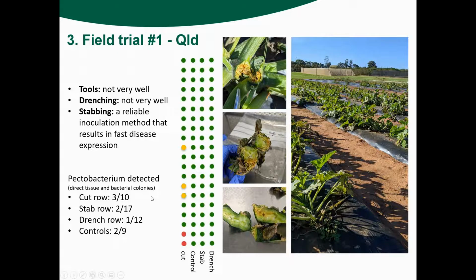I got Pectobacterium back out of this field. These numbers are a little low due to possibly some false negatives with the direct tissue PCR, but essentially, I got Pectobacterium out of each row, including my controls. So they got both disease and recovered bacteria, which is a concern because we do the controls to make sure that sort of thing doesn't happen. So is the Pectobacterium that I put in the field spreading throughout, or is it happening spontaneously some other way?